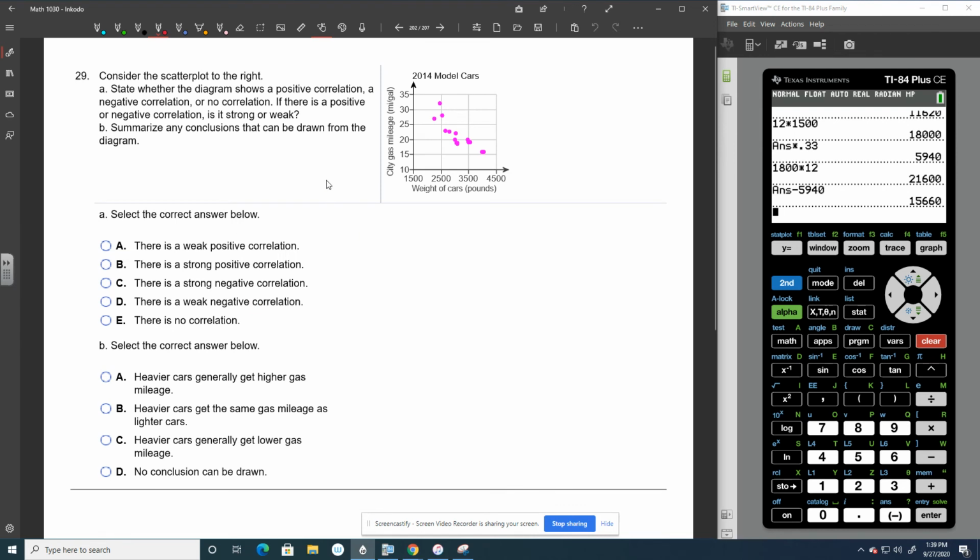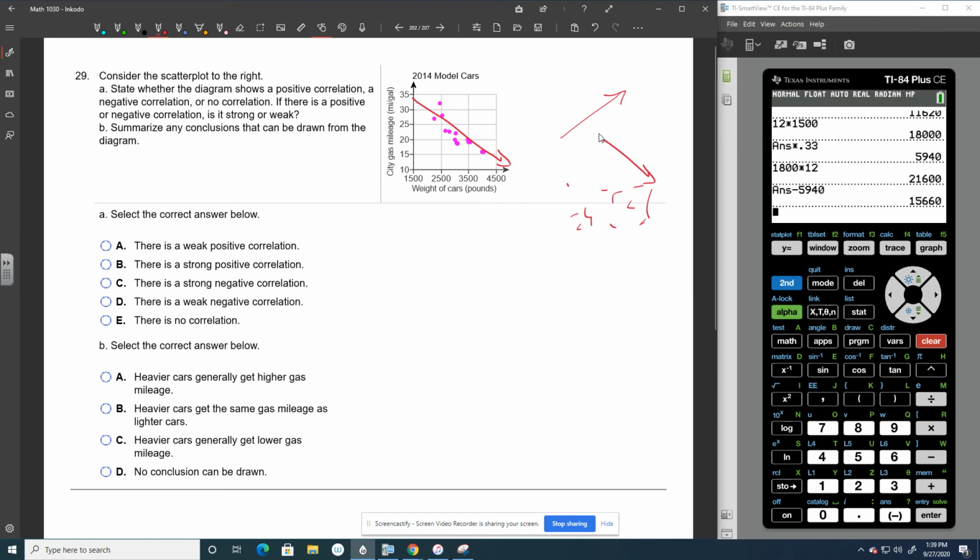29. Consider the scatter plot. State whether the diagram shows a positive correlation, negative, or no. So remember, positive is going up, negative is going down, no correlation is just all over the place. So if I look at this in general, it looks like it's going down. Okay. So I would say that's a pretty strong correlation.